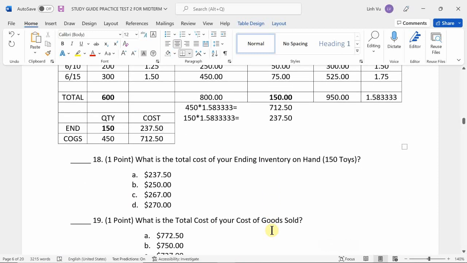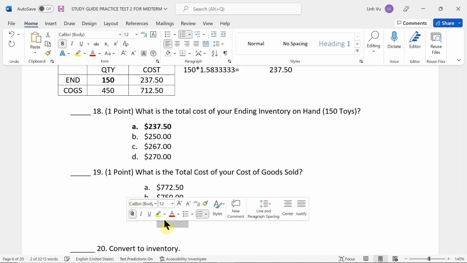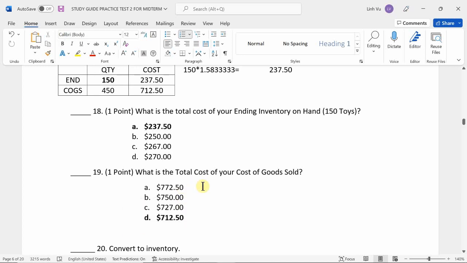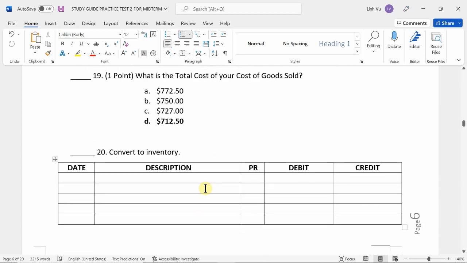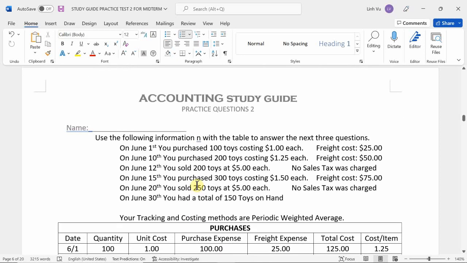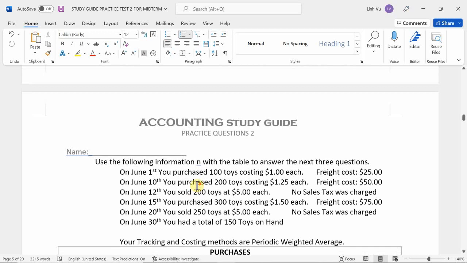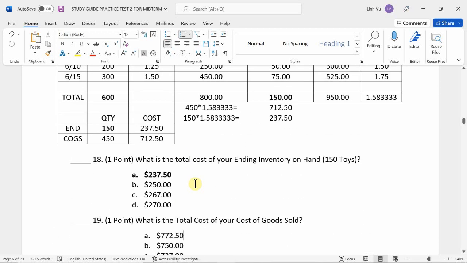Okay, so in this case, what is my ending balance? 237.50. And what's my cost of goods sold? $712.50. Okay, good. Now I believe this is a continuation. Go ahead and practice the conversion entry that we did right above, because in this case, you're going to use this to answer the next three questions. So how do I do a conversion entry using the information from above?